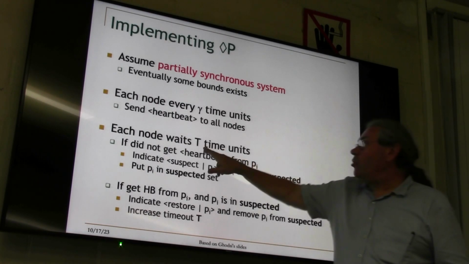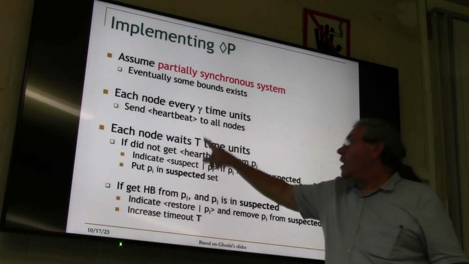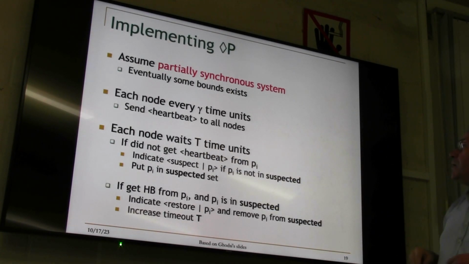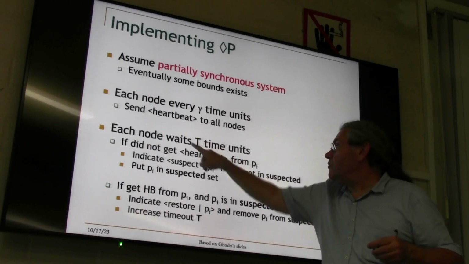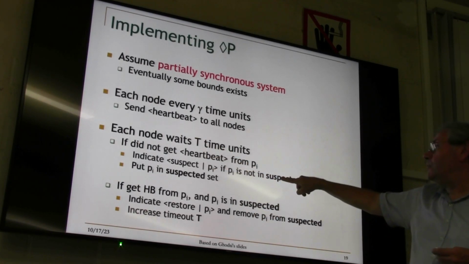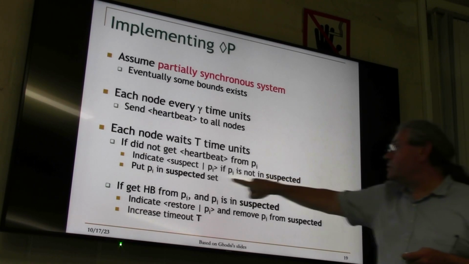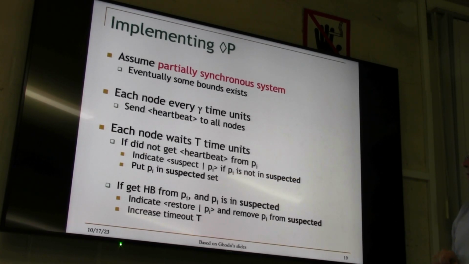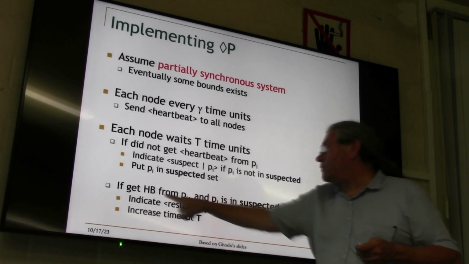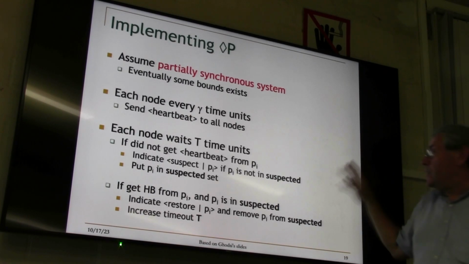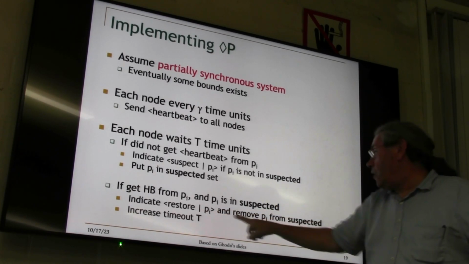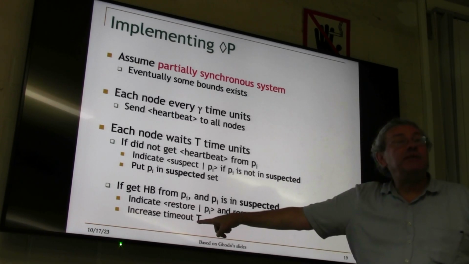Okay. Now each node will wait some number, let's say big T, time units, and it thinks that's the time it will get the message. If it did not get a heartbeat in this interval, it will suspect the node. Okay? And it puts it in a suspected set. And if it does get a heartbeat, and the node is suspected, then it says, I've made a mistake. I indicate restore, I remove from suspected, and I increase T.